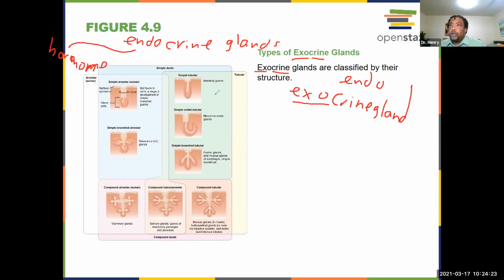Okay, so of course we have several types, and depending on the types, it helps us with function. In the case of our exocrine glands, this basically shows you all the different types. We have this one, I apologize. This one says simple duct.